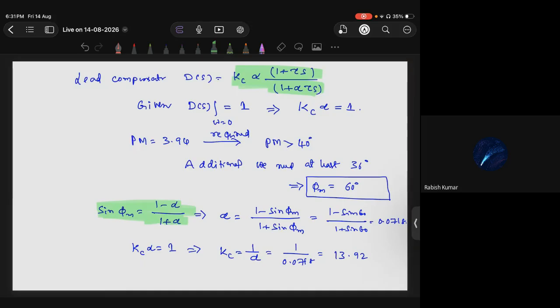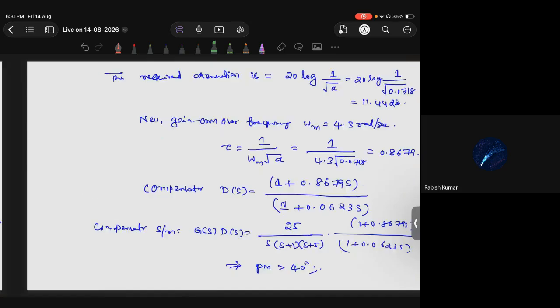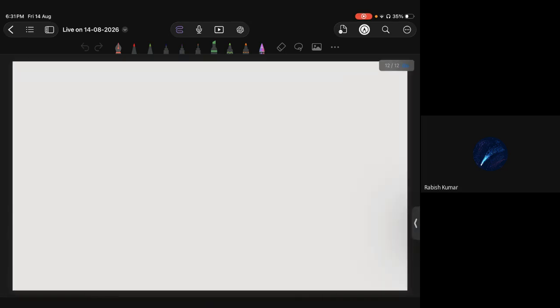The open loop transfer function of a unity feedback system is given by G of S equal to A S plus 1 upon S square. And the value of A is such that the phase margin is 45 degree.